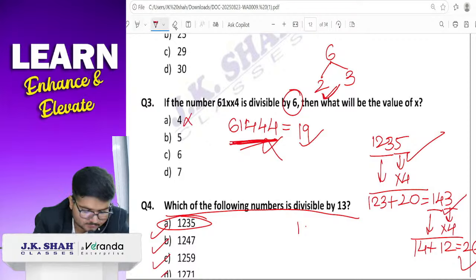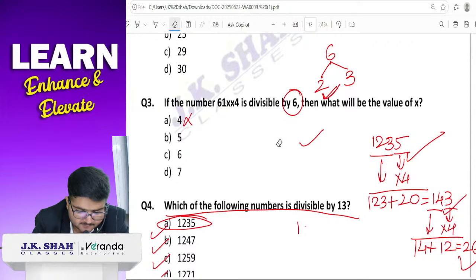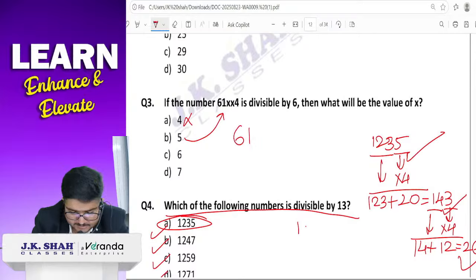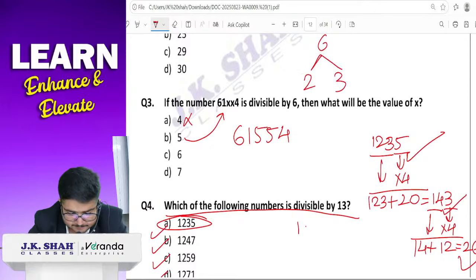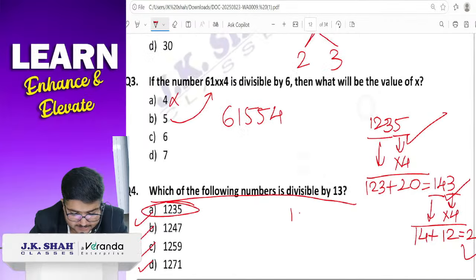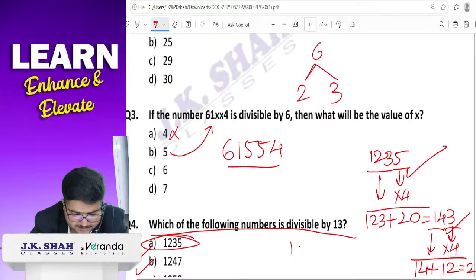So let us move to the next digit, that is 5. We will put 5 in place of x. Then the number will be 61554. Now again the divisibility rule of 6, that is of 2 and 3. Apply the divisibility rule of 2. Is this number divisible by 2? Yes, sir, it is divisible by 2.